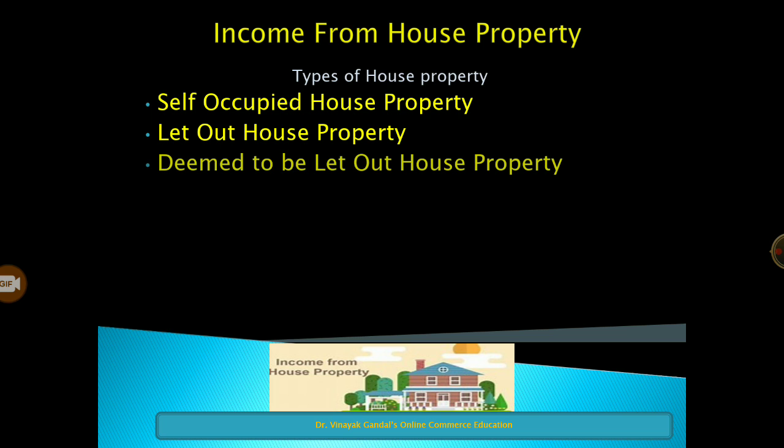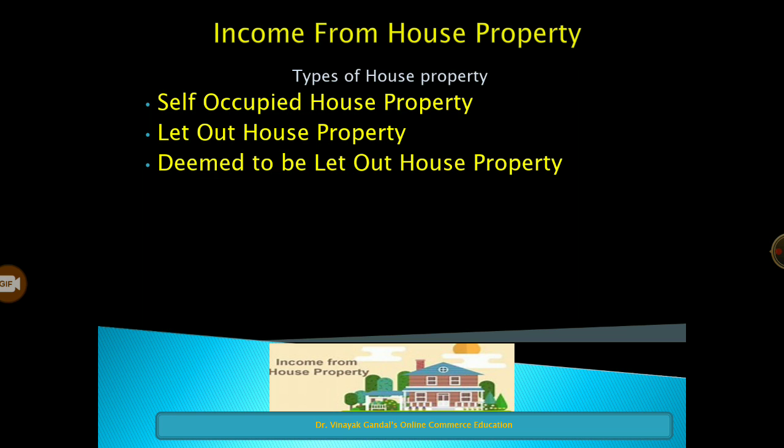Okay. Then the third type of house property is called deemed to be let out house property. It means it is a property or house which is not actually let out, but is considered as a deemed let out house property. For example, a person has three houses, house A, house B, and house C, and he is using all three houses for his residential purpose. In that case, only two houses are to be treated as self-occupied house property as per the income tax rule, and the remaining one house is to be treated as deemed to be let out, even though it is not actually let out, and such house property is chargeable to tax under the head of deemed to be let out house property.